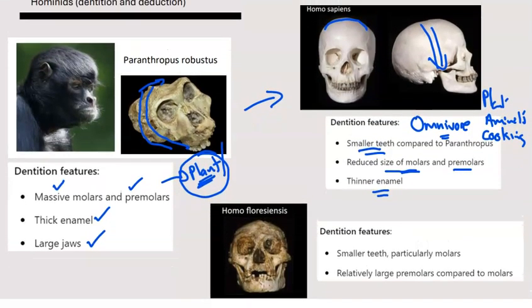If we then look at the skull of Homo floresiensis, what we find, with the smaller skull size, is much smaller teeth, particularly in the molars, although there are relatively large premolars compared to the molars. And this is suggestive of particularly a fruit diet. Again, it would be an omnivorous diet, but fruit will clearly play a dominant role.